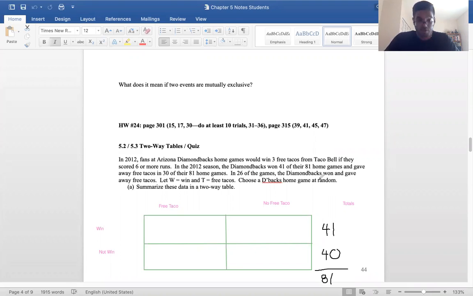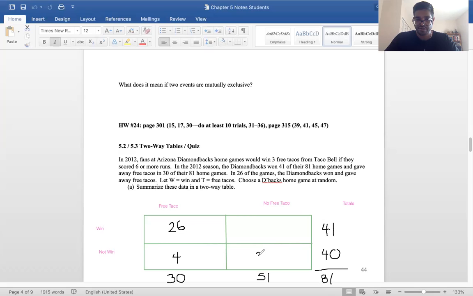Next thing we know is that the Diamondbacks gave away 30 total free tacos, or 30 games where they gave away free tacos. And that means if we add across, 30 plus some number has to equal 81. So you know this number has to be 51. We're just filling this in piece by piece. In 26 of the games the Diamondbacks won, they gave away free tacos. So that means you won and you gave away free tacos. So this goes here, 26. If we know we gave away free tacos in 30 games, we know that this number has to be a 4.